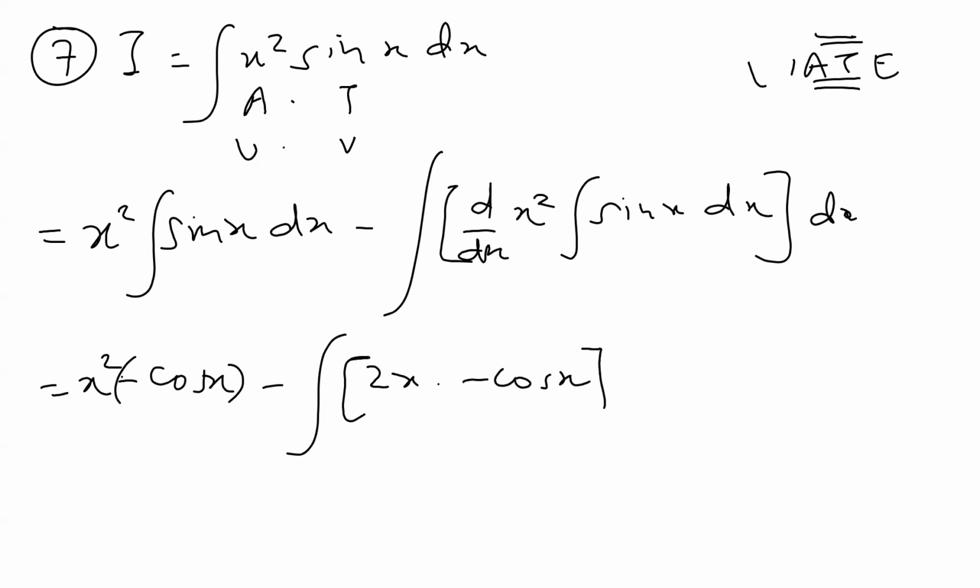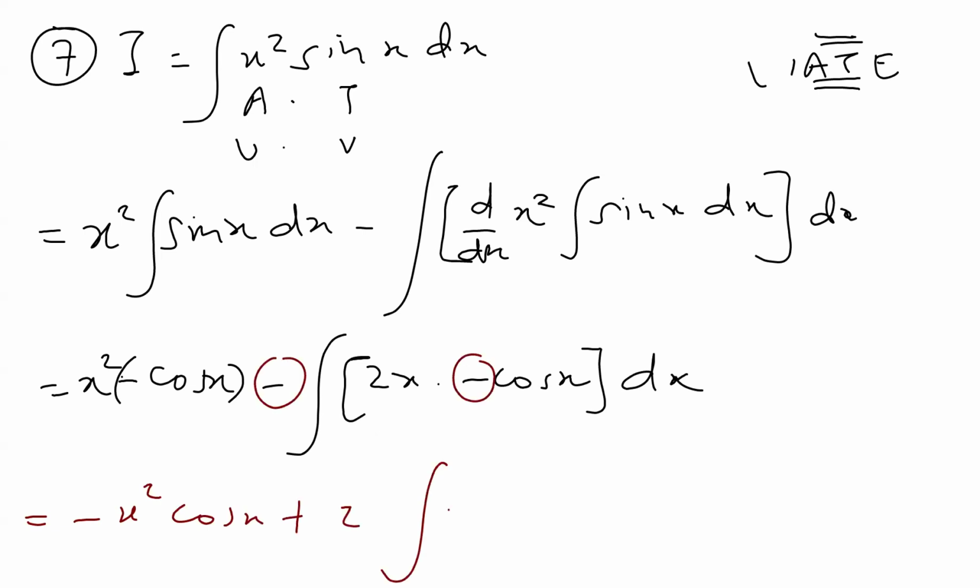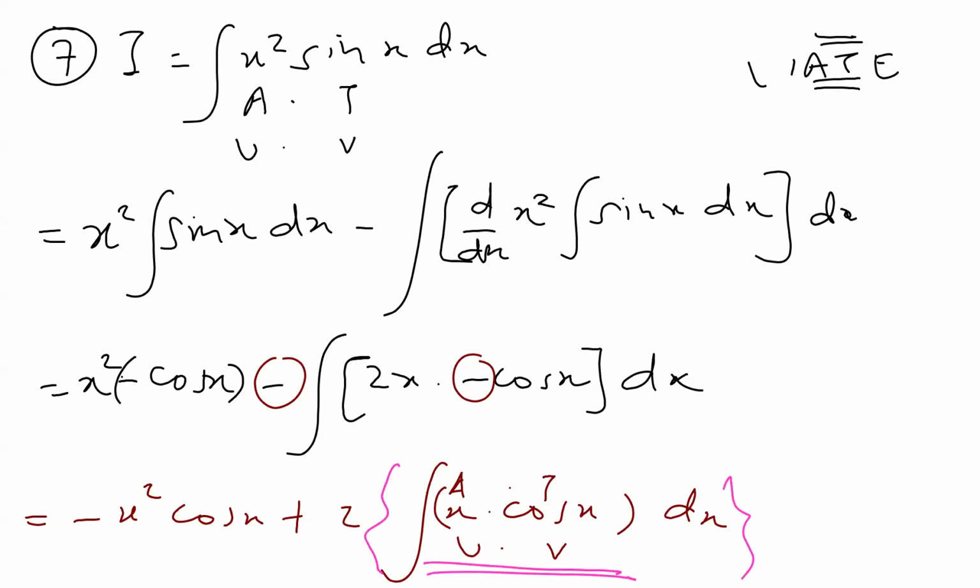2x into minus cos x. So this is minus x square cos x, minus into minus will be plus 2 outside, x cos x. Now again this is going to be u into v because it's algebraic and trigonometric. So whatever integration you do within these curly brackets, again you'll have to apply the integration by parts formula. That I'll leave up to you.